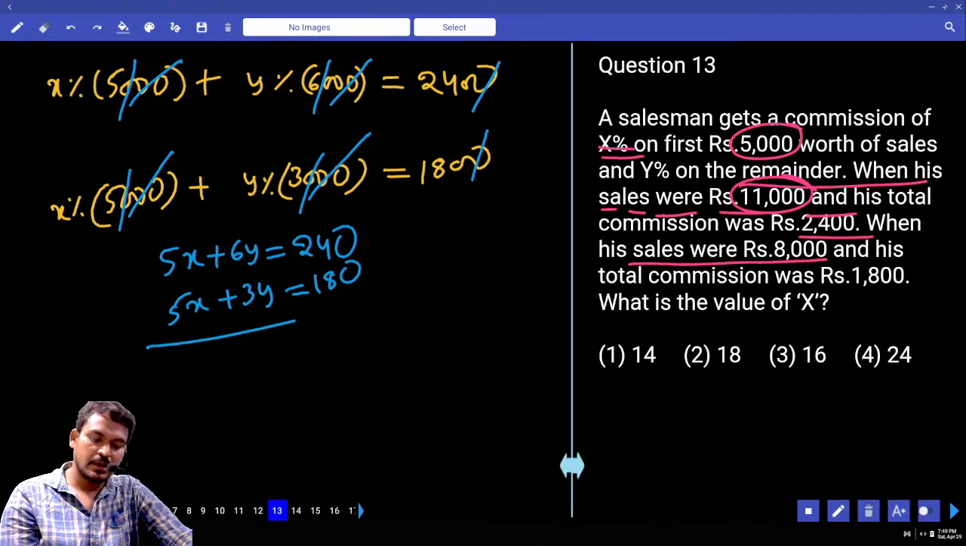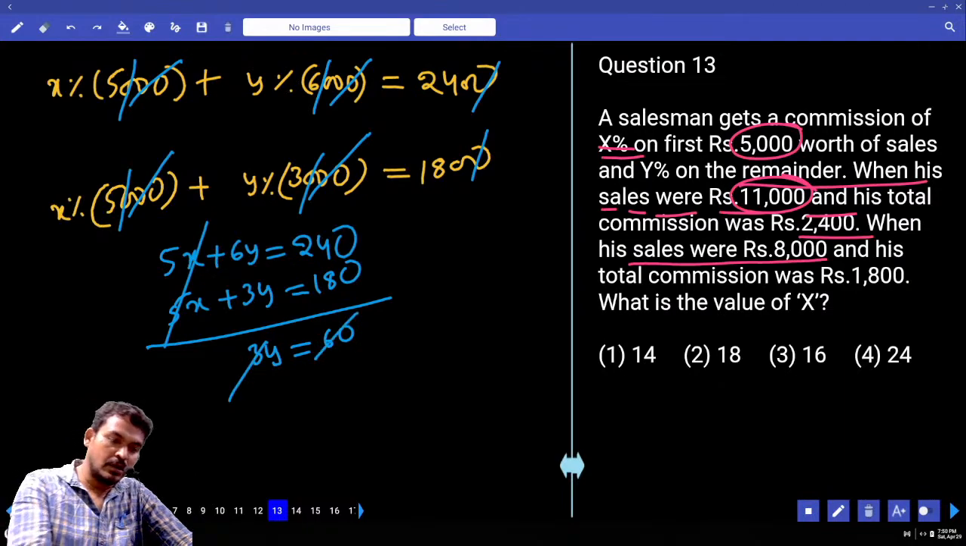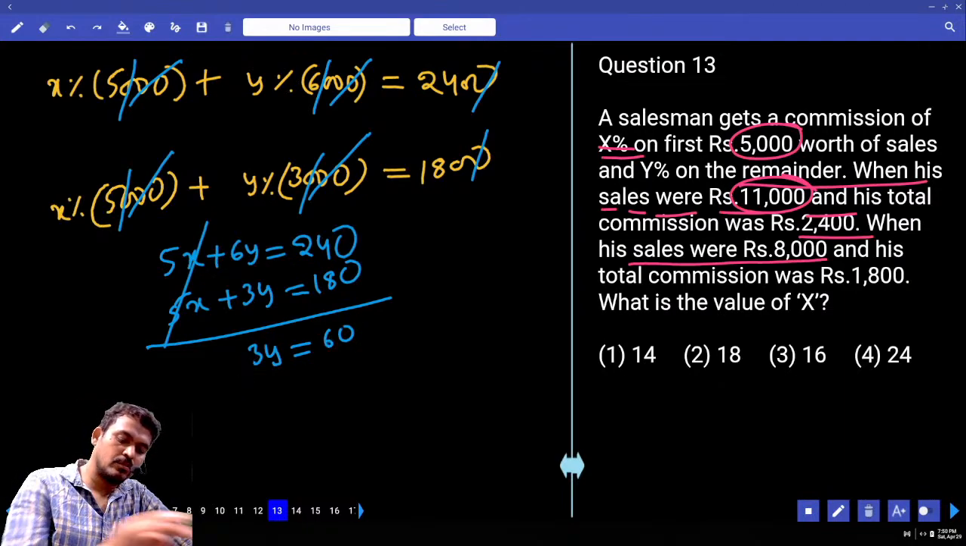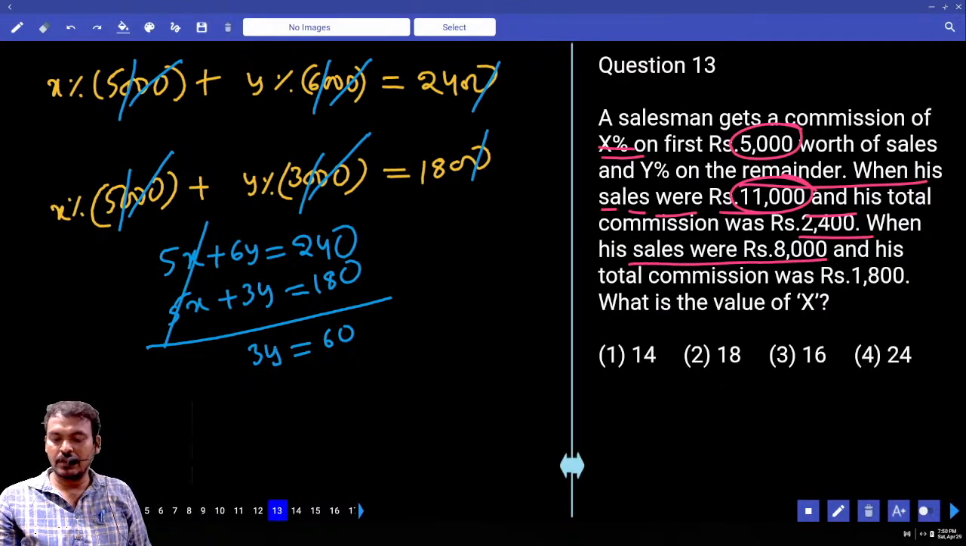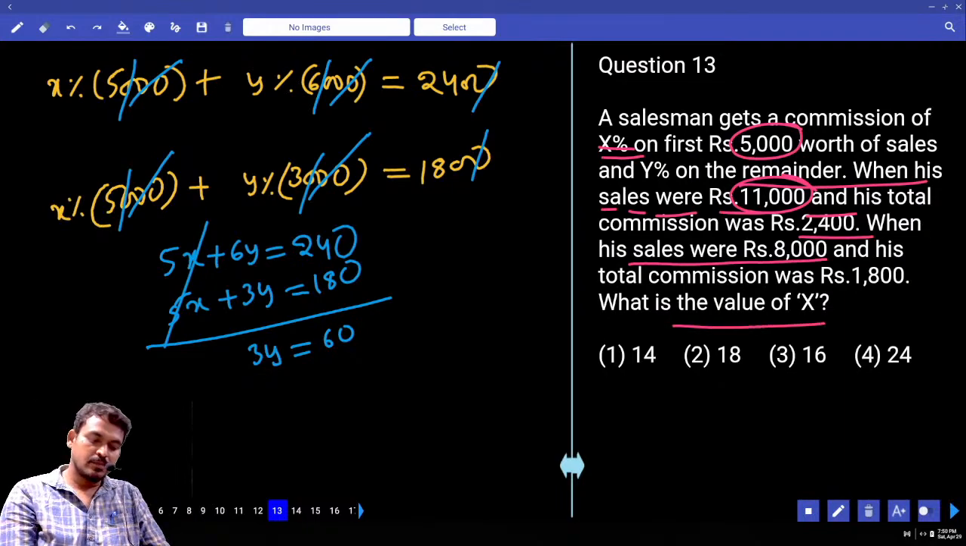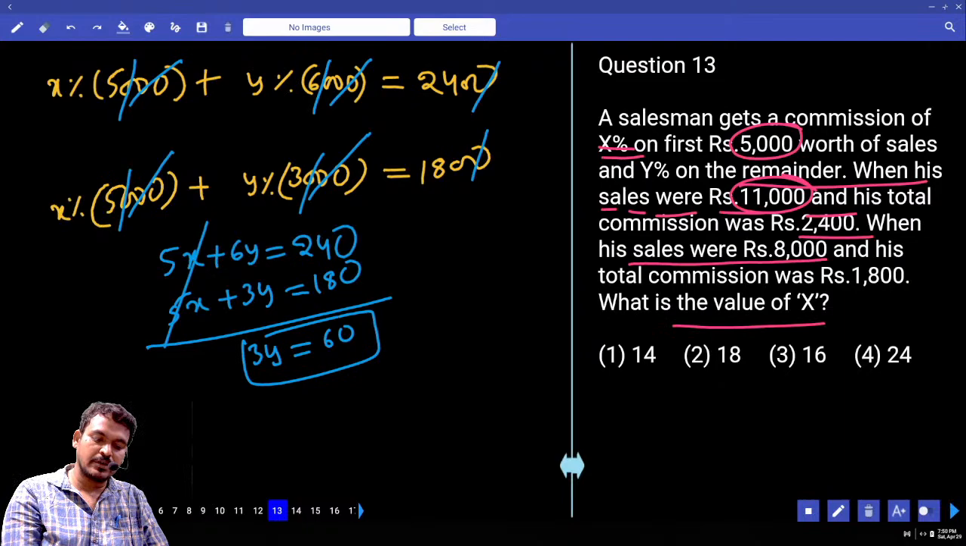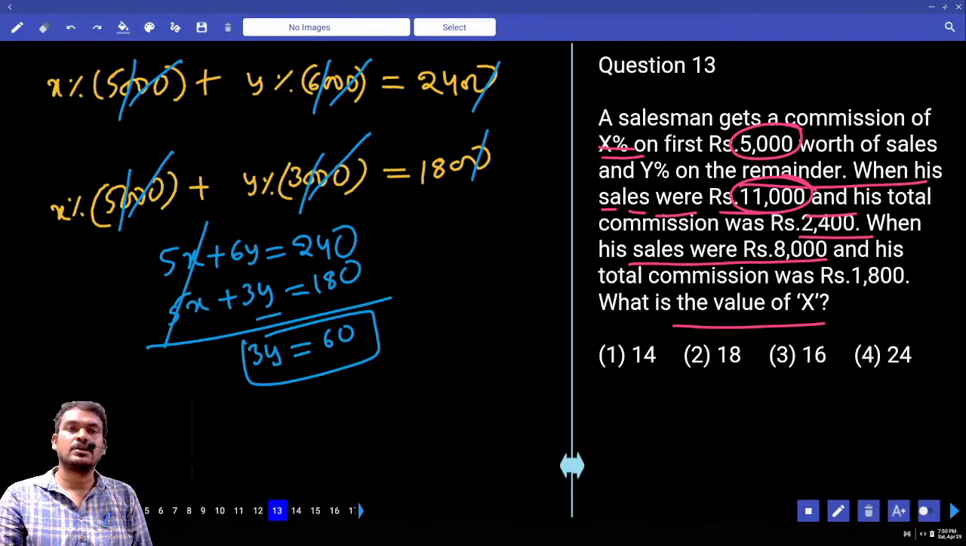Okay. Solving both the equations, 5x cancelled. Difference is 3y equal to 60. Y value is 20. Wait. 3y equal to 60. What is the question here? What is the value of x? Substitute the 3y value in the second equation. The 3y value is 60. 180 minus 60, 120. That is equal to 5x. 5x equal to 120. The x value is 24.